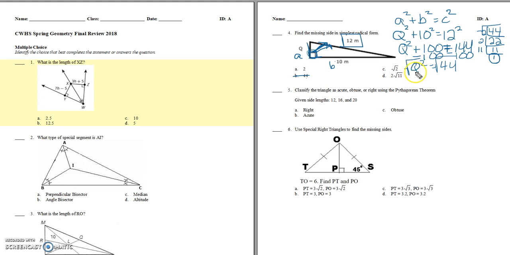Now with the square root, I have to have at least 2 of them to make a whole. So I have 2 2's. That makes a whole number. So that gets to come outside and play outside of the radical. 11's all by itself. He doesn't have a partner. He has to stay inside. So that makes my final answer D, 2 square root of 11.